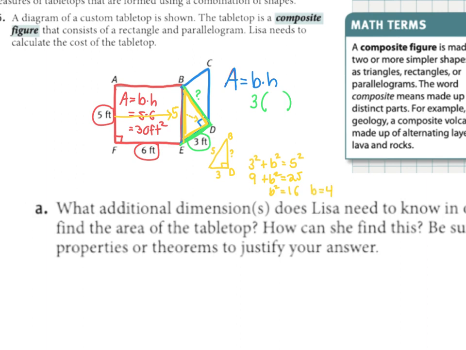So once we've calculated our missing height, I'll label it in my picture. Now we can come back over here and finish finding the area of the parallelogram. It is 12. We're multiplying feet, so that's going to be feet squared. Our area of the full composite figure then is going to be the rectangle at 30 feet squared plus the parallelogram at 12 feet squared for a total of 42 square feet.